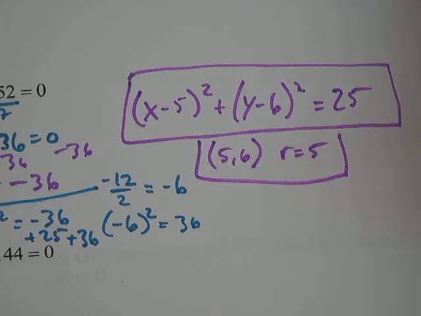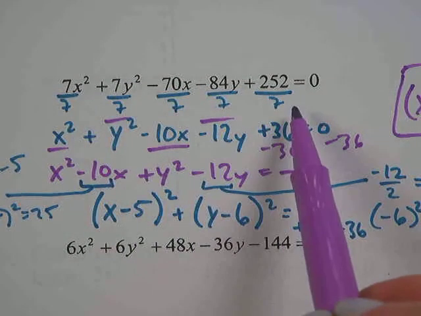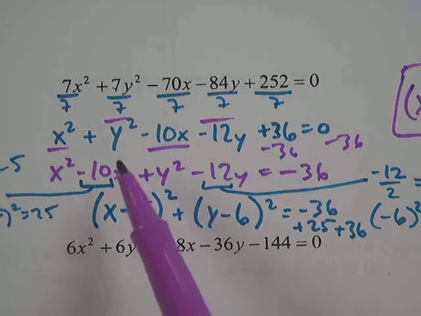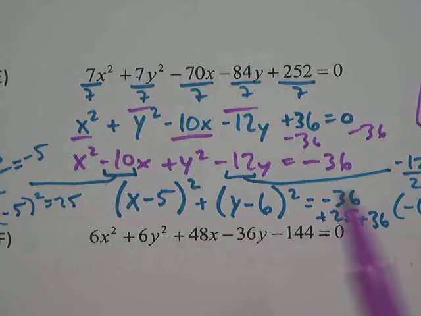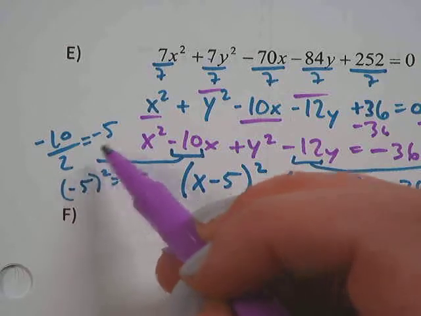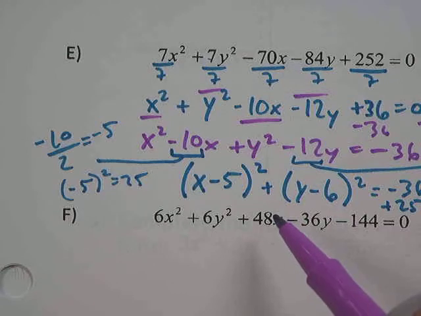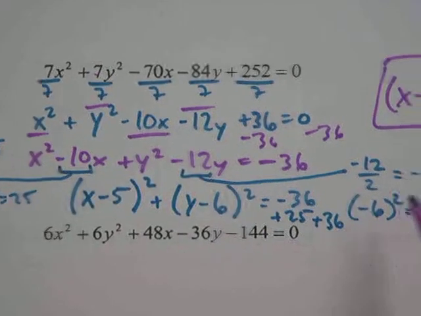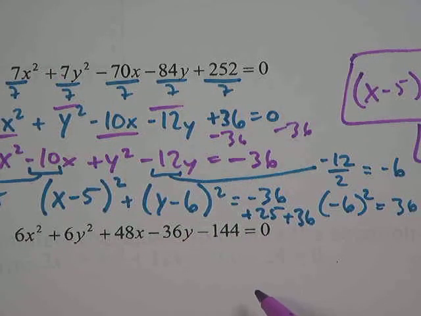Okay, so just to kind of recap real quick what we did. Step 1, we divided everything by 7 because 7 was in front of x and y. Then we regrouped everything. We put the x's with the x's and the y's with the y's. We took the number with the x and divided it by 2. To get negative 5, and we wrote x minus 5 squared. We did the same thing with the y. We took the negative 12 with the y, divided it by 2, and got negative 6. That's where the y minus 6 squared came from.